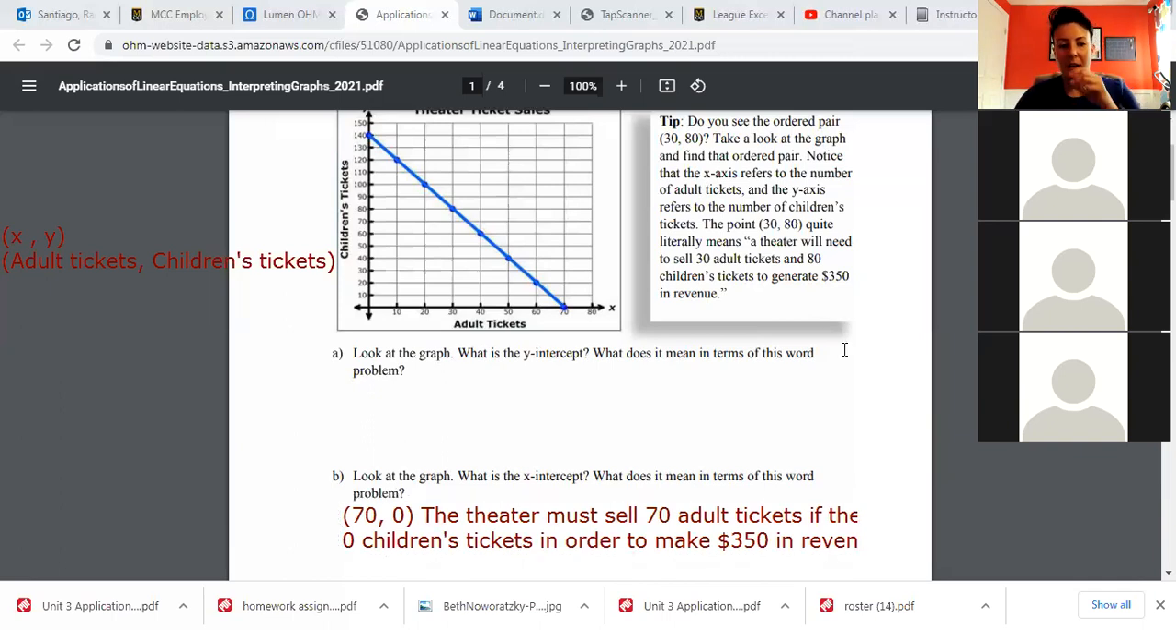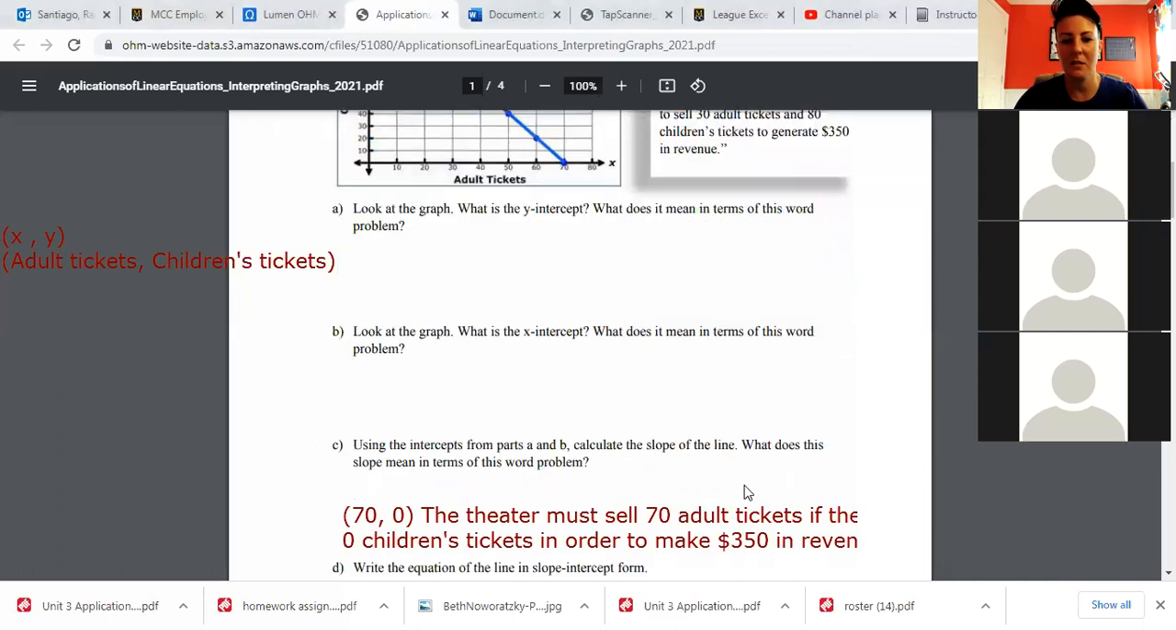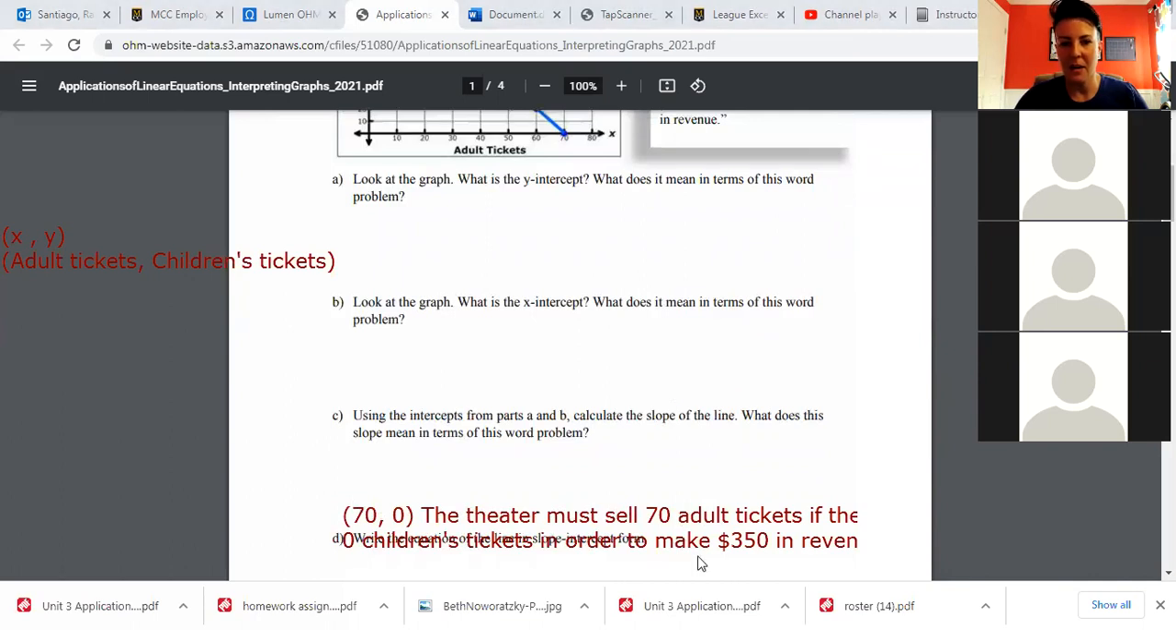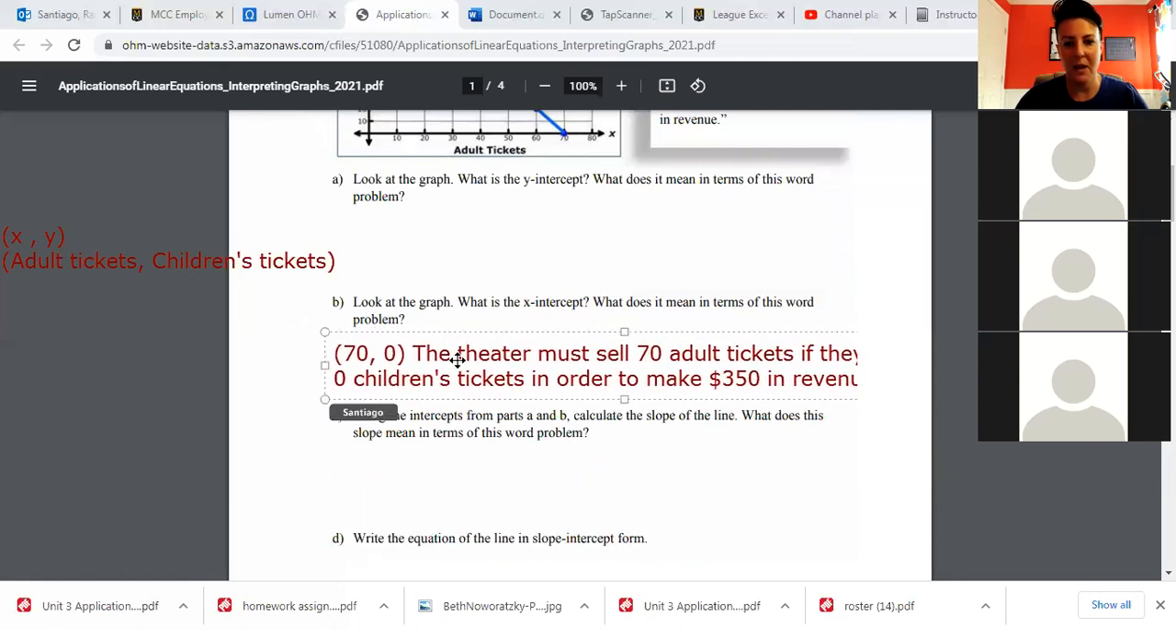Next, we are going to look at, let me scroll this down. Hold on, give me 1 second. This is going to move a little bit. So notice for part C, it asks us to use the intercepts from part A and B to calculate the slope. As a reminder, we said that the y-intercept was 0, 140. So I'm going to use these two intercepts to calculate the slope.